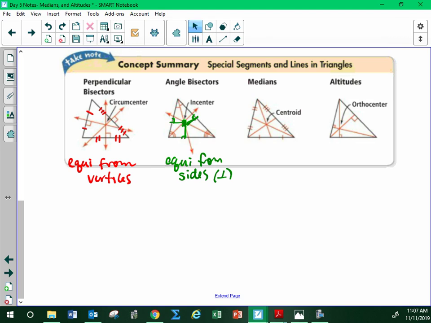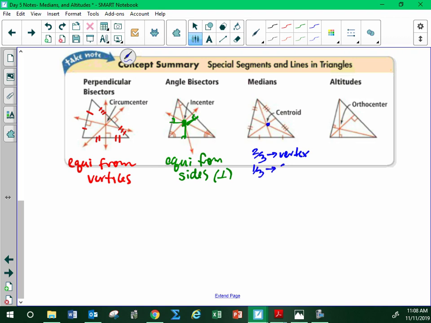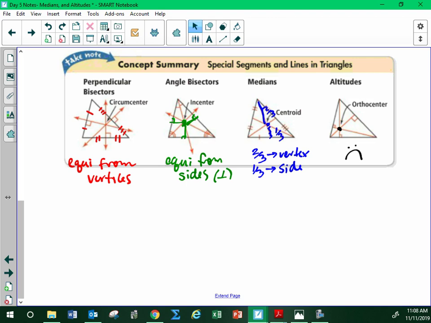Alright, our medians meet at the centroid, and that is 2/3 the distance away from the vertex, leaving 1/3 of the distance away from the side. So that's my 2/3 chunk. That's my 1/3 chunk. And orthocenter is where all of your altitudes meet up, and this has no special property. So it's a summary of what we've done the last two days, the meat of our unit.